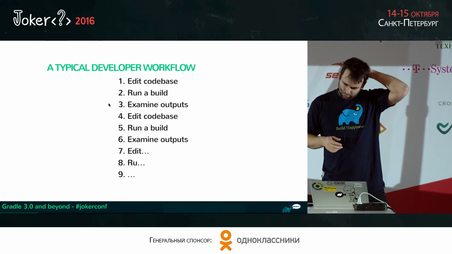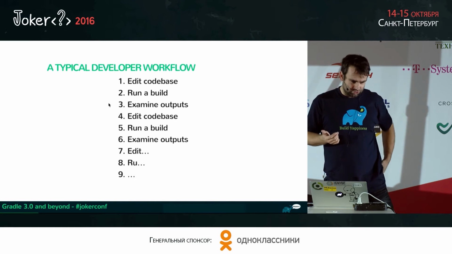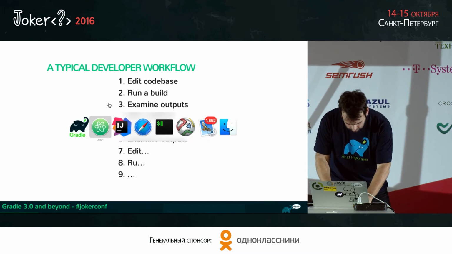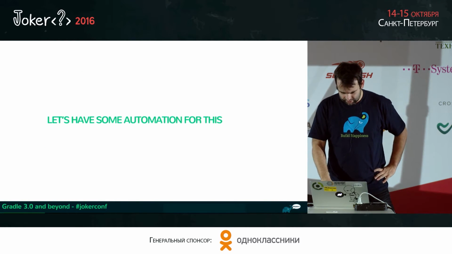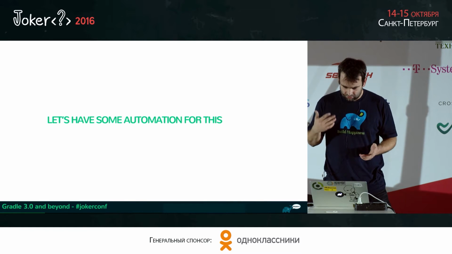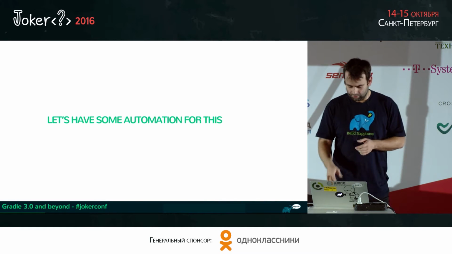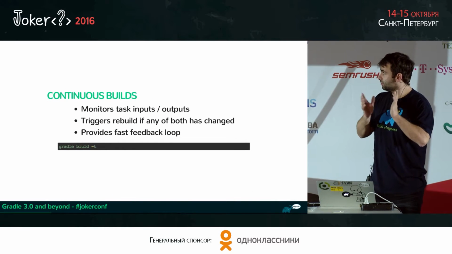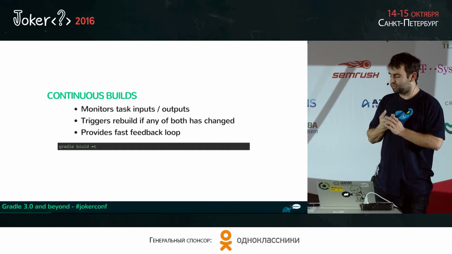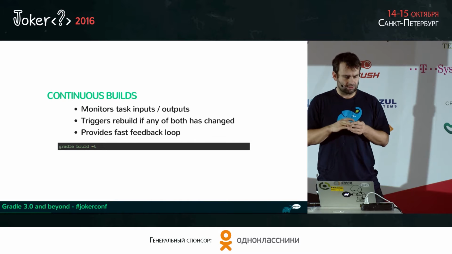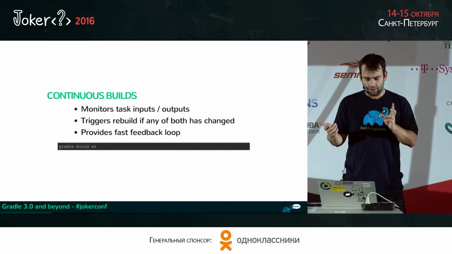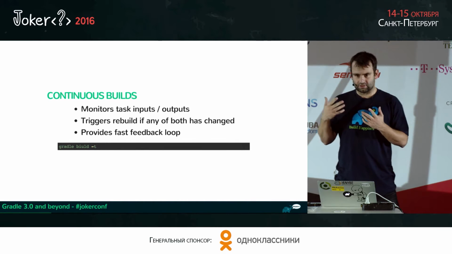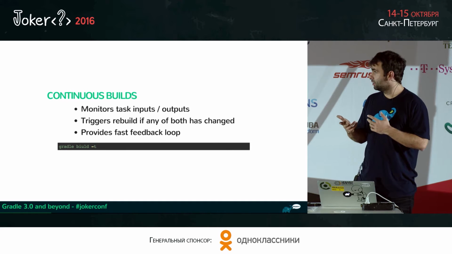So we are an automation company, and Gradle is an automation tool. So what can we do to make that easier for a developer? What we want to have is to shorten the cycle, the feedback loop for developers. Therefore, we introduced this tiny little but really convenient feature of continuous builds. What it does is it watches task inputs and outputs and rebuilds if anything has changed. And that offers developers a really fast feedback loop.